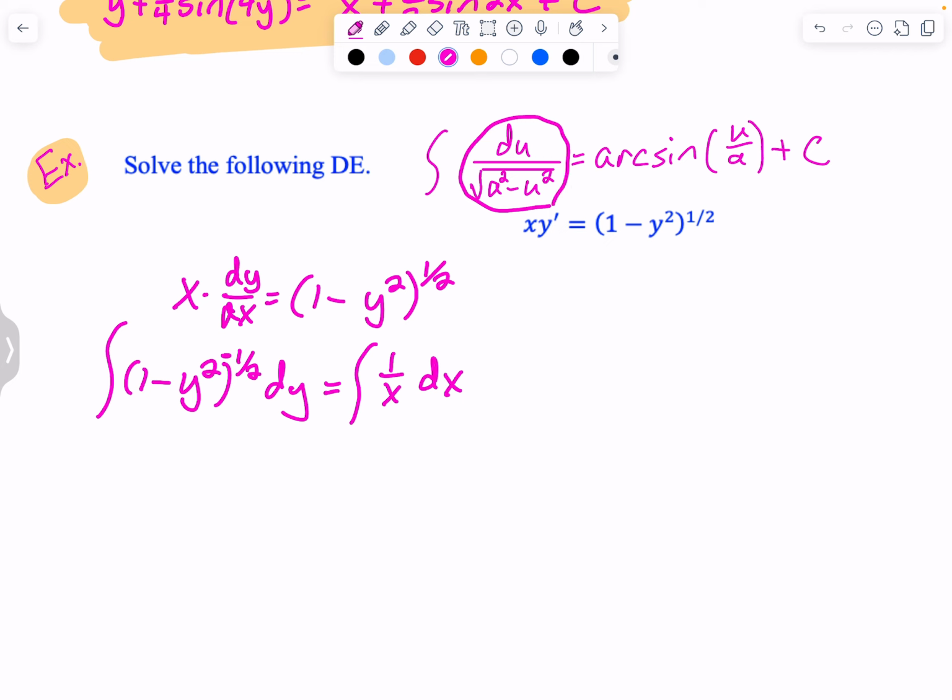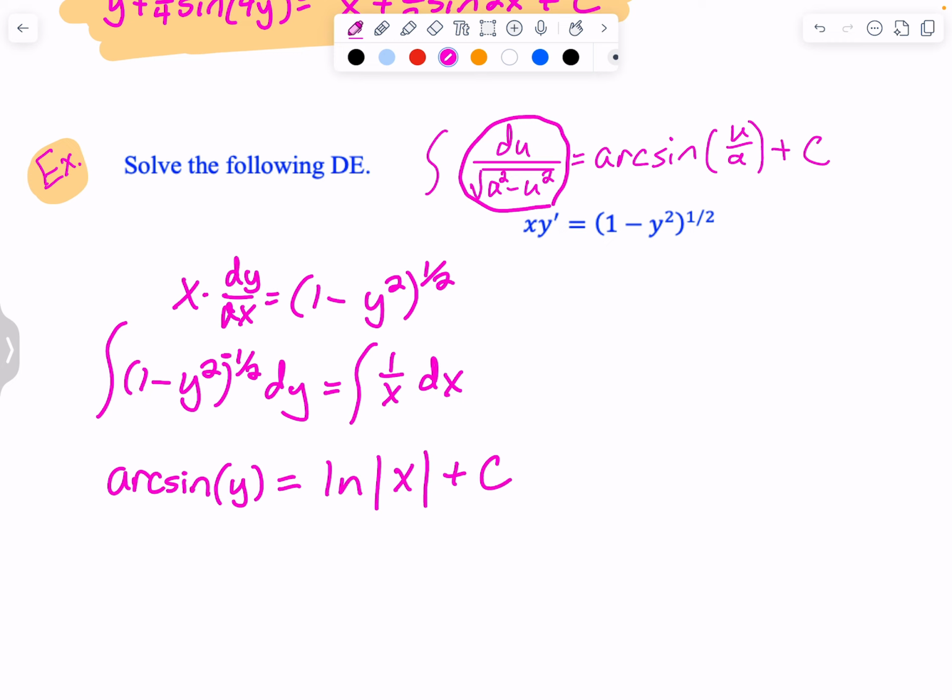A in this case is just a 1. So I'm going to follow that rule. This is just arc sine, and then it's going to be u over a. A is 1, so it's just arc sine of y, right? And then I don't do the plus c because I'm having it on the other side. The integral of 1 over x is ln of x? Absolute value. Please do not forget the absolute value, it is extremely important.